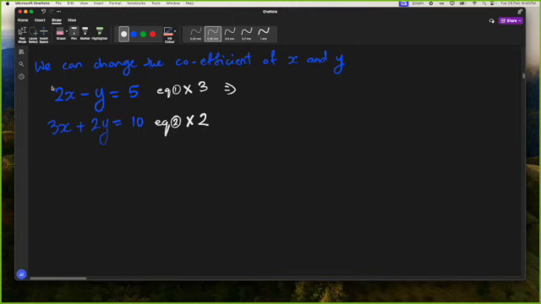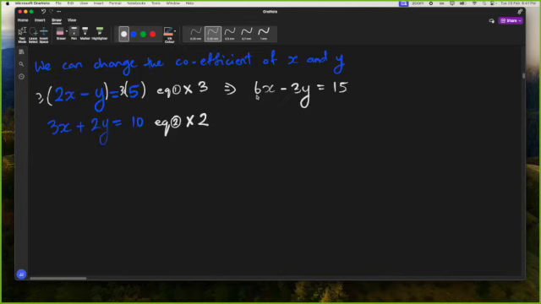If you multiply this whole equation, you have to multiply both sides by 3. So you multiply 3 times 2x, that'll give you 6x. Imagine you have a 3 outside here: 3 times 2x is 6x, 3 times minus y is minus 3y, and then you have a 3 here, 3 times 5 equals 15.